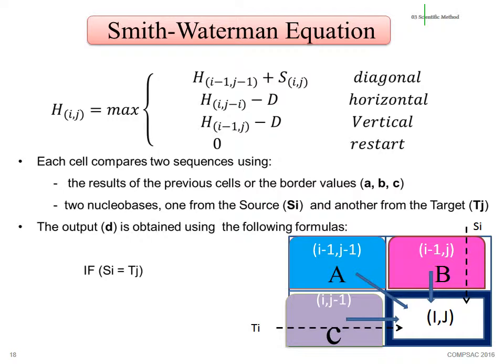Then we get the maximum number among A plus the match reward, or A plus the mismatch penalty, or B minus the gap penalty, or C minus the gap penalty, or 0. Gap penalty is defined according to the insertion or deletion in the sequence, which is called in biology a mutation.